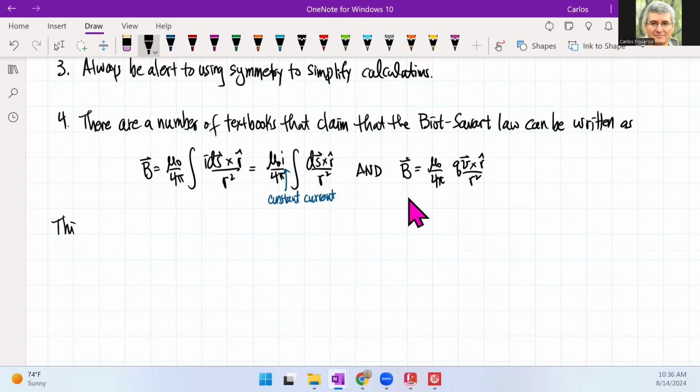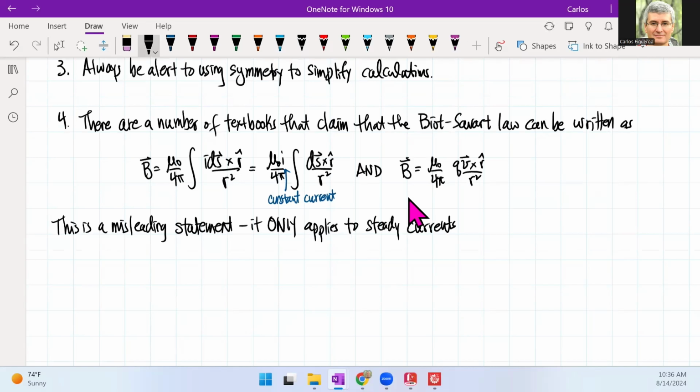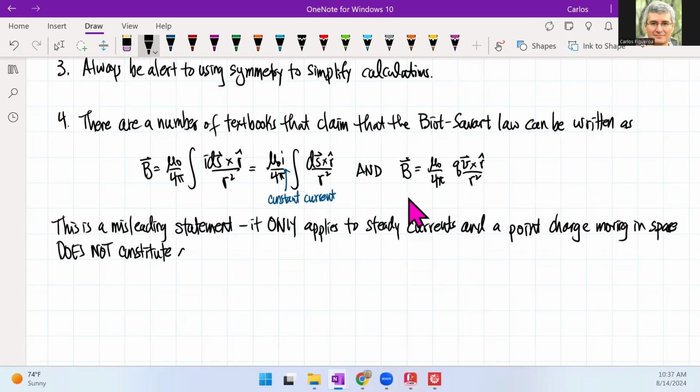This is a misleading statement. It only applies to steady currents, and a point charge moving in space does not constitute a steady current.